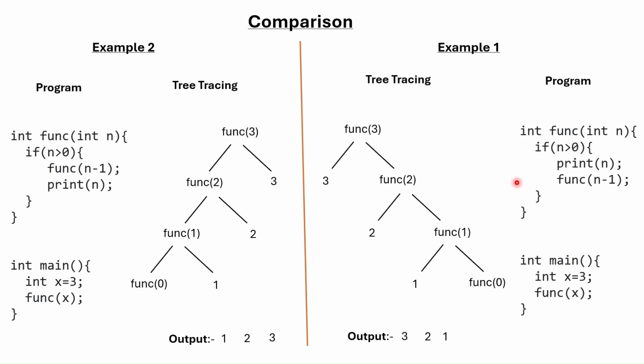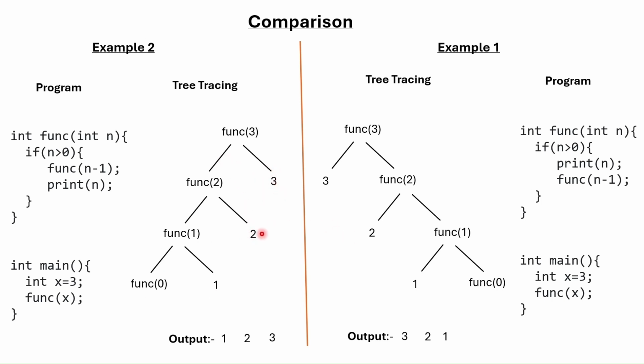So look at this example. In this example, we are first printing and then calling the function. So we are printing and then calling, printing and then calling. But in this function, since the print statement is written after the function call, we are calling, then calling, and then calling. Then we return and print, return and print, return and print.